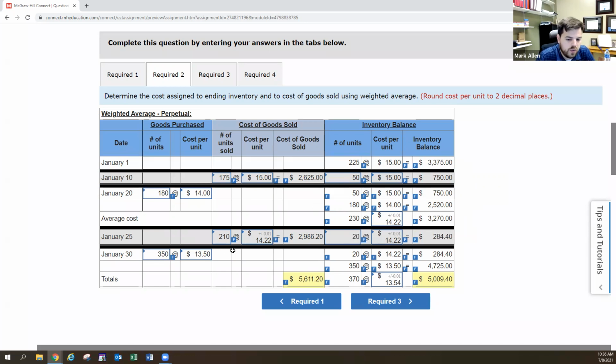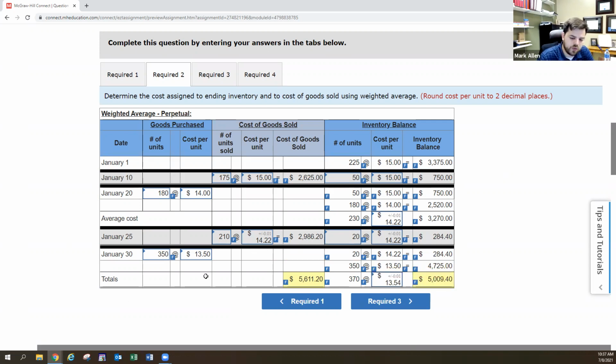Coming down, January the 25th, this is 210 units. They got sold at 14.22 is the cost, 29.86 is that total cost. Then I've of course got 20 units left for 284.4. Once again, you'll notice it's off just a tad because of rounding. So if you wanted to actually work this out and get it to tie down exactly to the penny just for yourself, then keep some more decimals on these roundings, right? But otherwise, this is close enough for us.